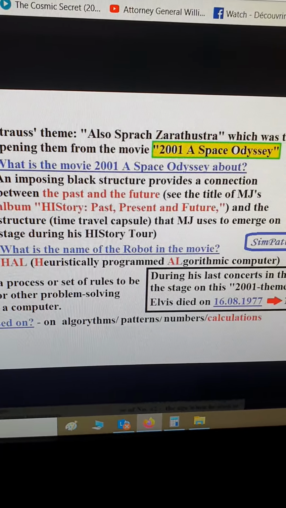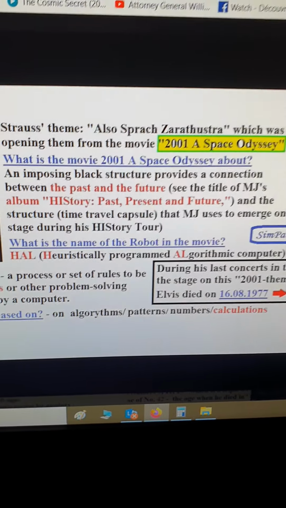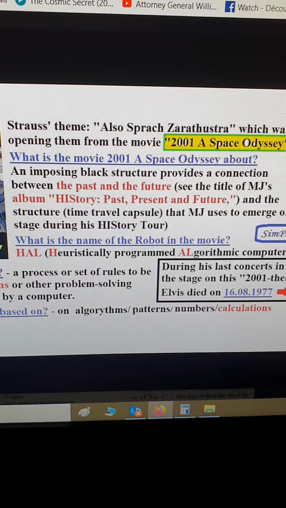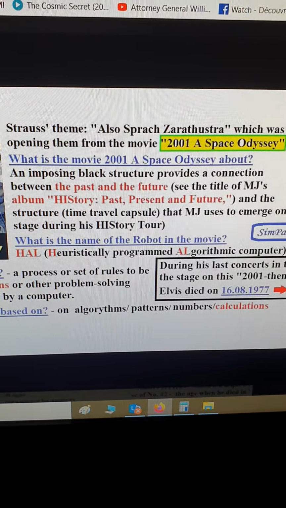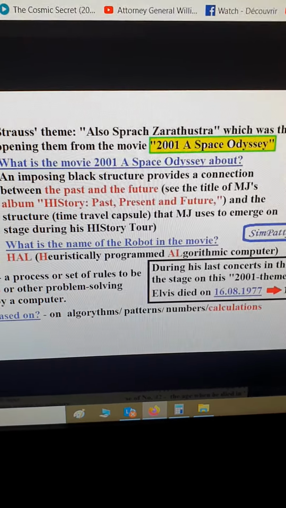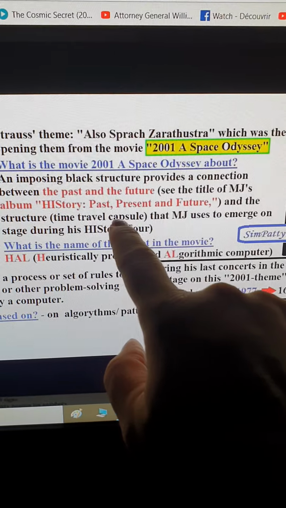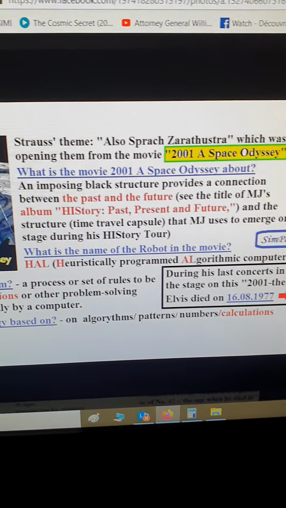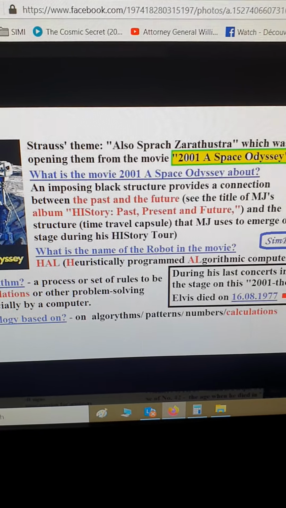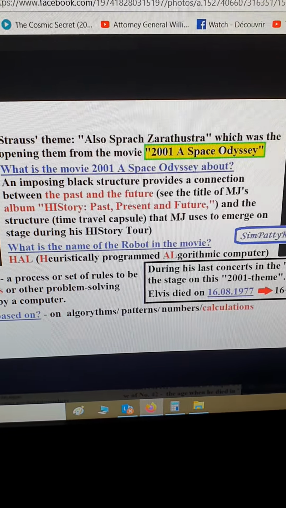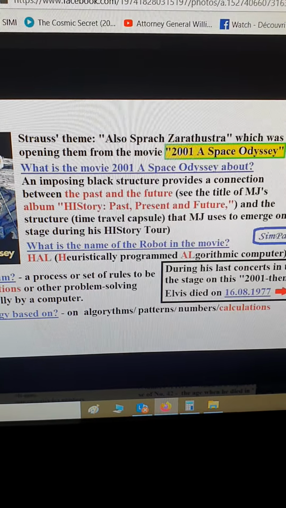Now, what is the movie 2001: A Space Odyssey about? An imposing black structure provides a connection between the past and the future. If you remember the title of Michael's album History, it's exactly that: history, past, present, and future. And the structure is a time travel capsule that Michael uses to emerge on stage during the History tour.